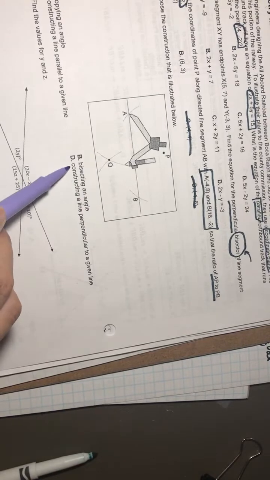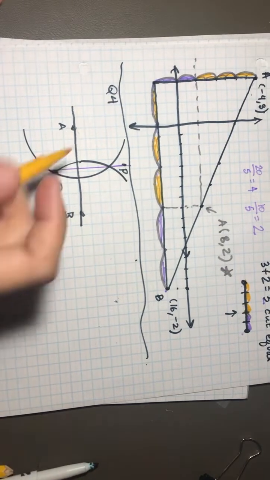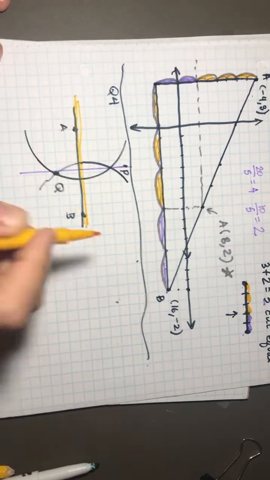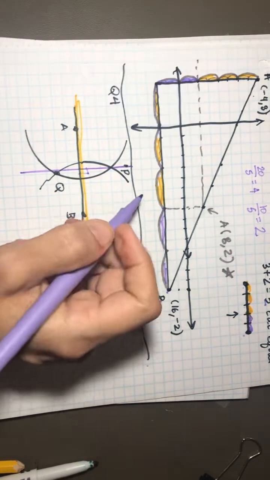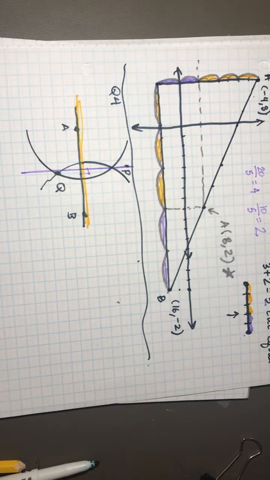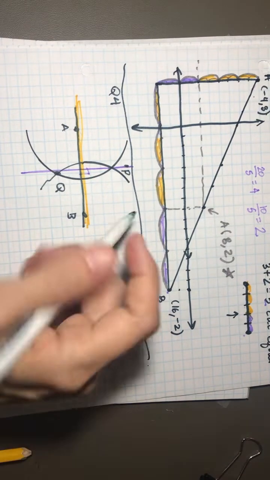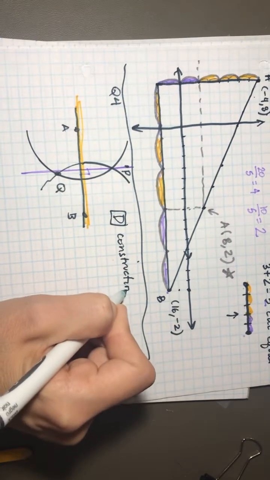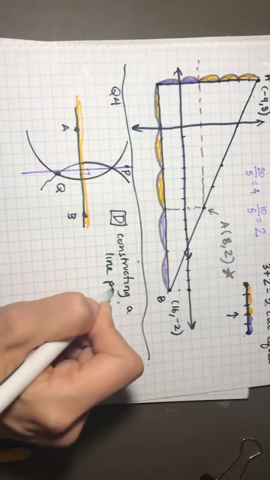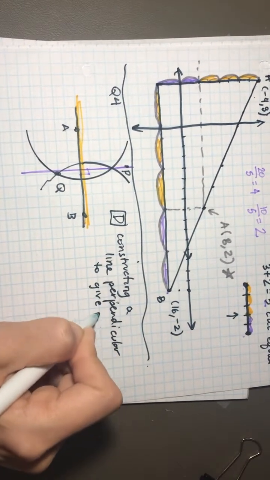So it appears as if they constructed a line perpendicular to a given line. Notice line AB. And if they would have finished out the problem, the purple line would be perpendicular if they finished out the problem with a straight edge. And so question 4 would be D, constructing a line perpendicular to a given line.